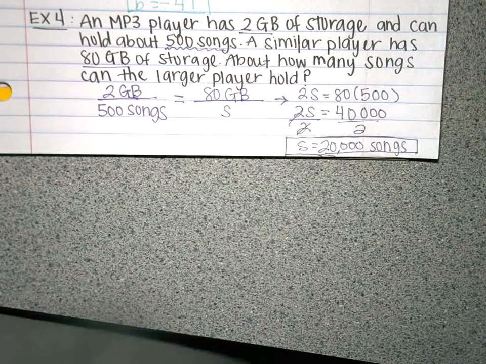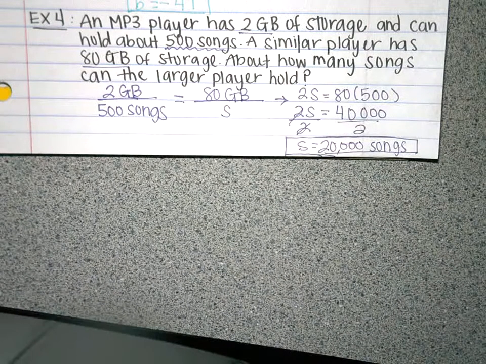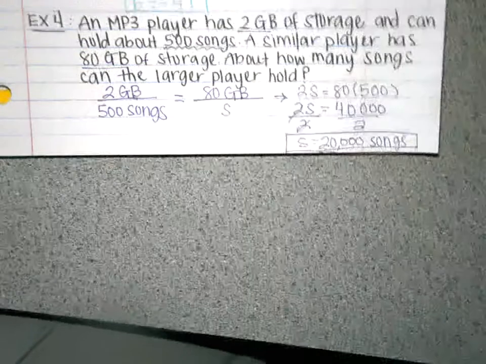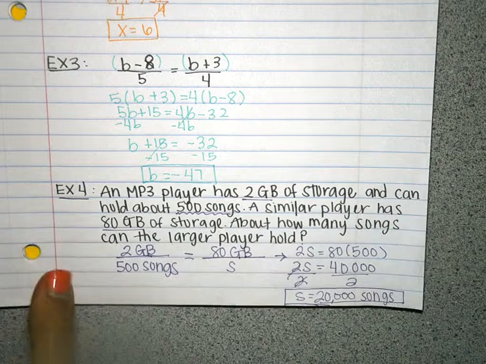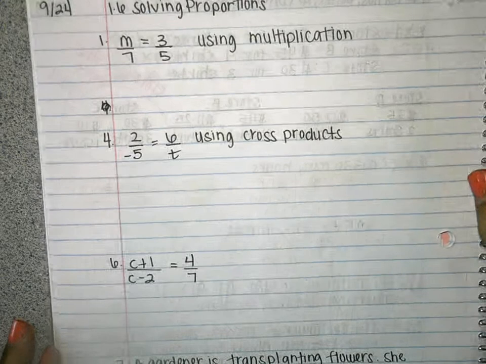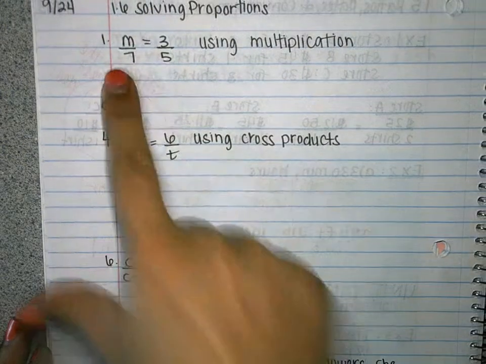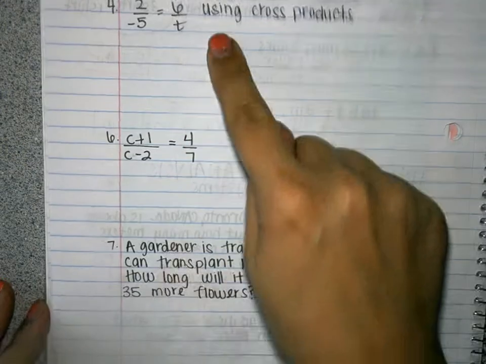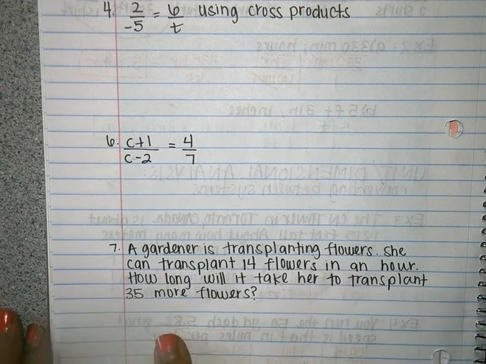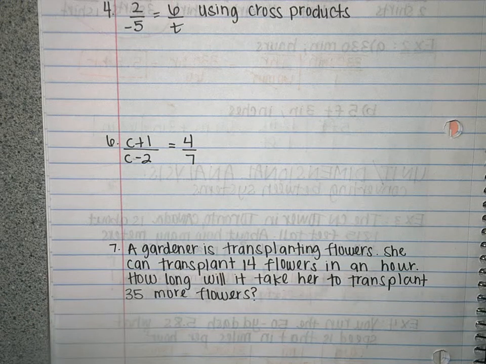So that's how we solve proportions. You guys have 4 problems on the left side of your page. So on the left side, you are going to do problems 1, 4, 6, and 7. And I have those copied down for you that you can leave on the cam and keep it up there if you guys do not want to pull your books out. So those are your problems.